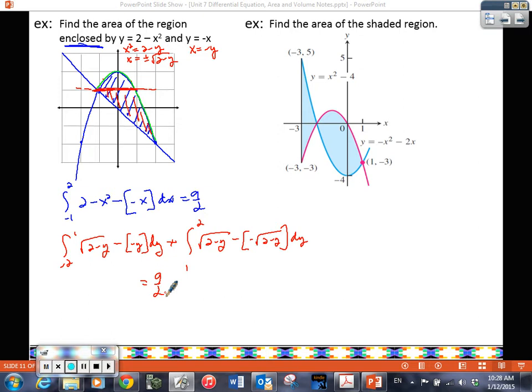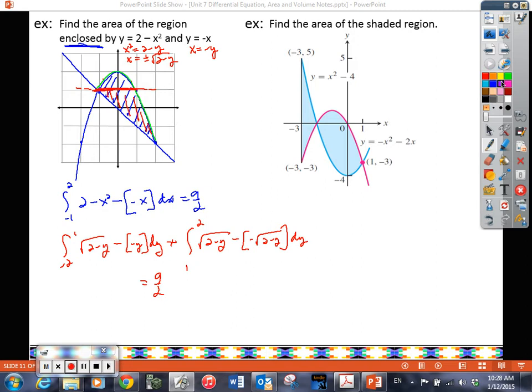All right, we'll let that sink in. Right here, this side is the square root of 2 minus y. This side is negative square root of 2 minus y. Okay?